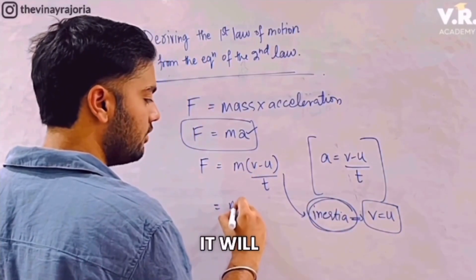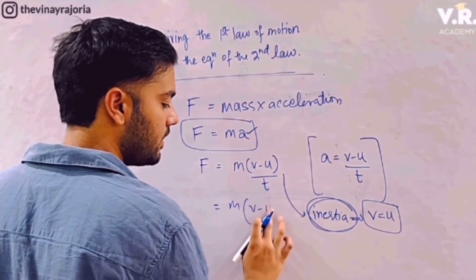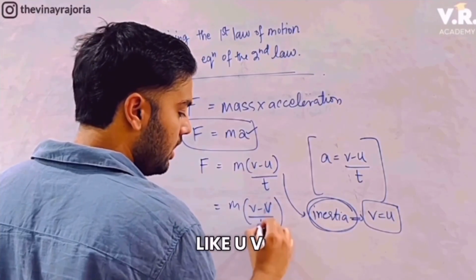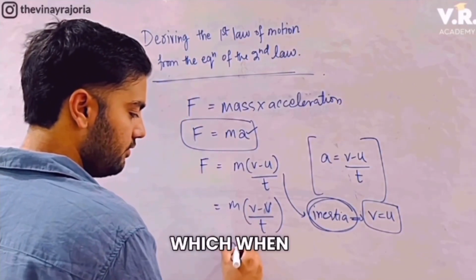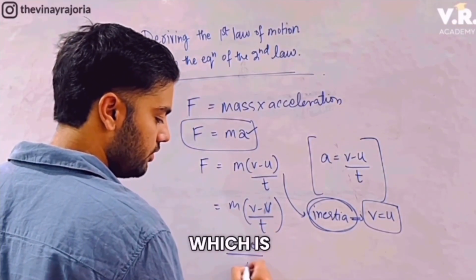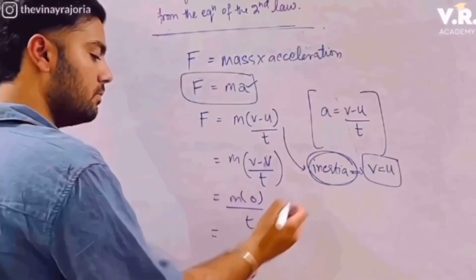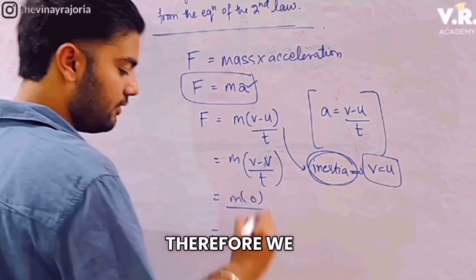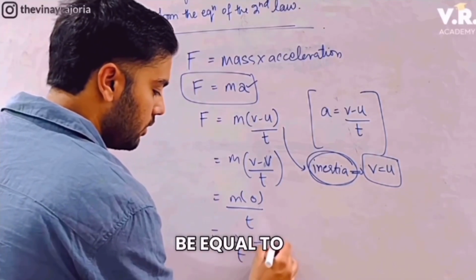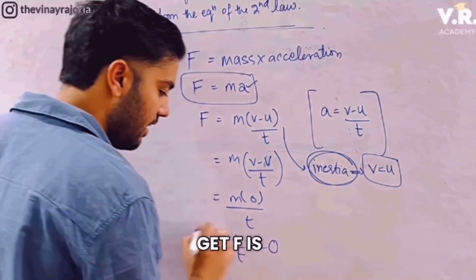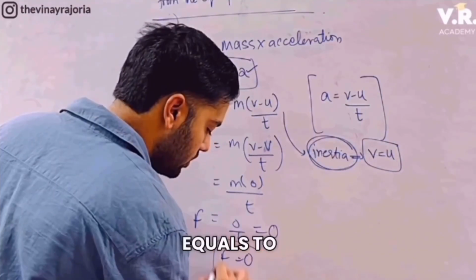Therefore, in this formula, it will become v minus v, sorry, my v looks like u, v minus v by t, which when we solve, v minus v will be 0, which is m multiplied by 0, and any number multiplied by 0 is 0, and therefore we get 0 upon t, which will be equal to 0. So now we get F is equal to 0, force is equal to 0.